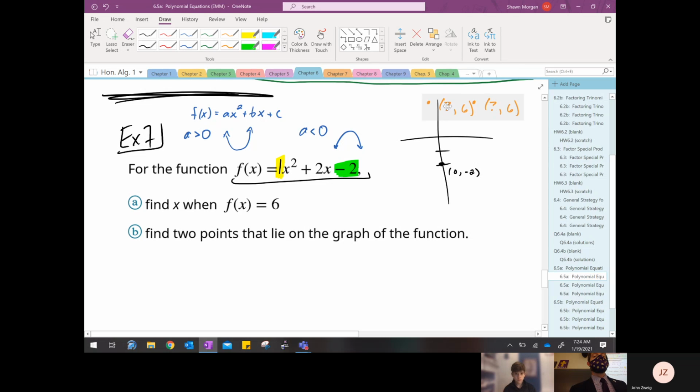We don't know where it is. We're asked right now to solve for whatever that x value is. So we're going to let y equal 6. It's important for you guys to also note that f of x is the same thing as y. So when we see f of x equals 6, that's the same thing as saying, let y equal 6. And so instead of f of x equals that expression, we've got 6 equals x squared plus 2x minus 2.